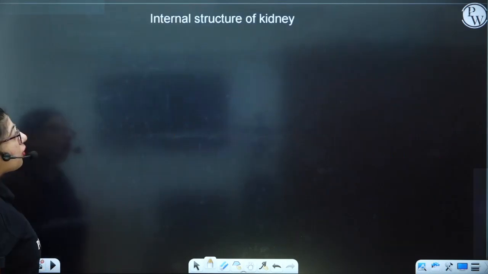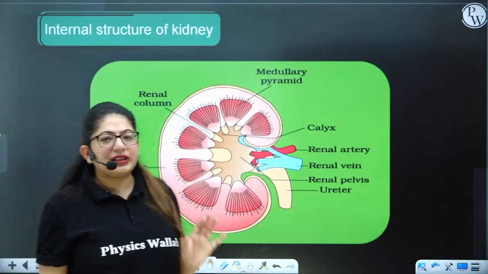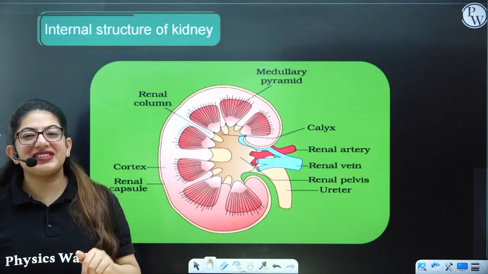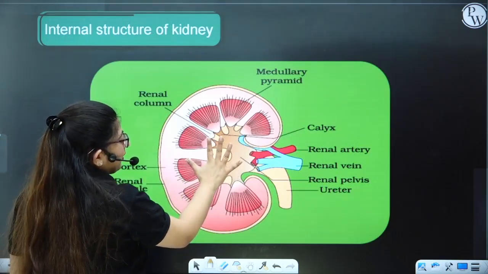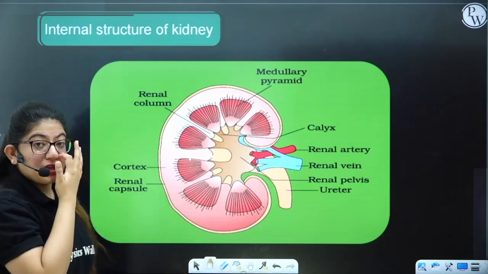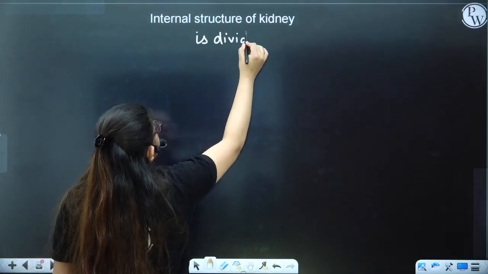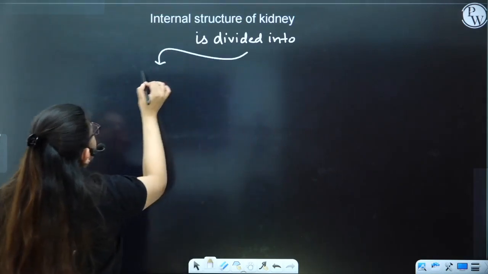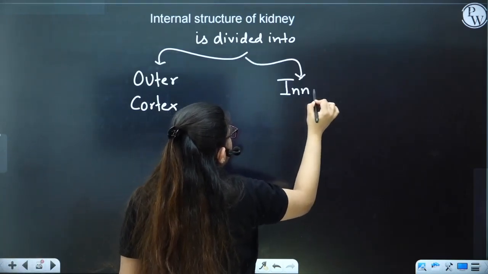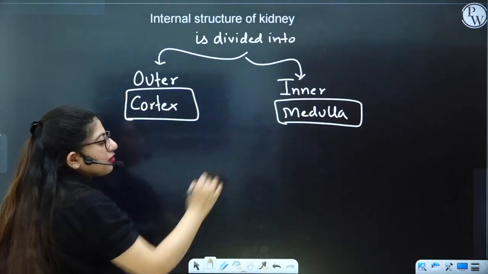Okay, all right. Let's talk about the internal structure of the kidney. So you must all have seen this diagram. Yes or no? I know you have seen this. If you see it carefully, there are two regions in the kidney. The inner region, where my hand is, is known as medulla. And this outer region, which is pink in color, is your cortex. So we say that the internal structure of the kidney is divided into the outer cortical region or cortex and the inner medulla. The outer region is known as cortex and the inner region is known as medulla.